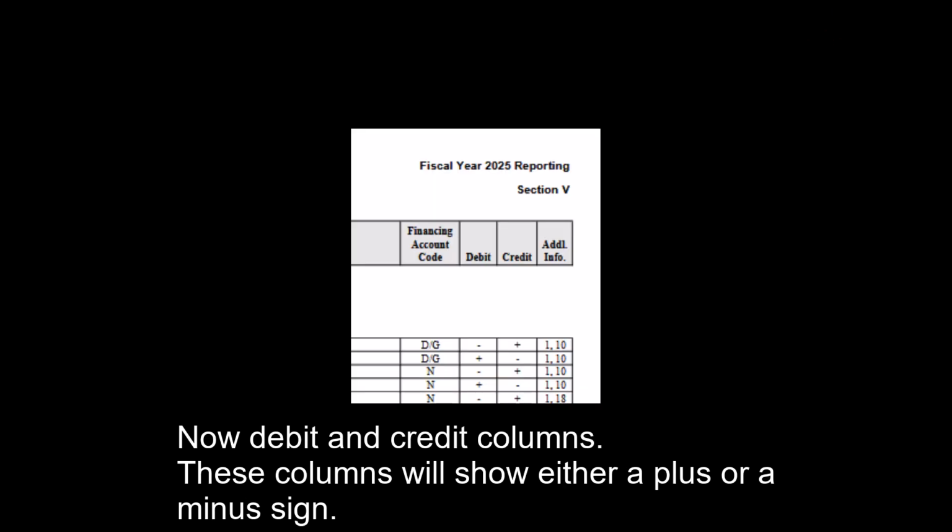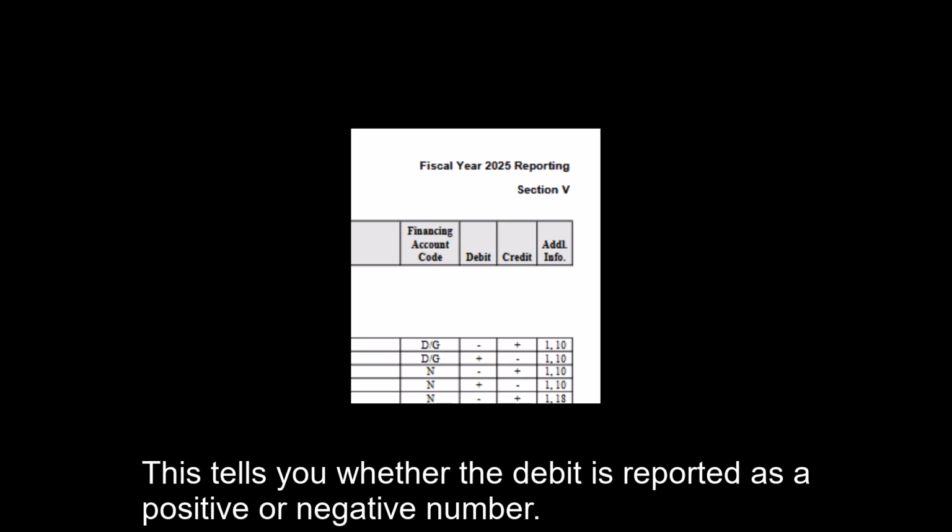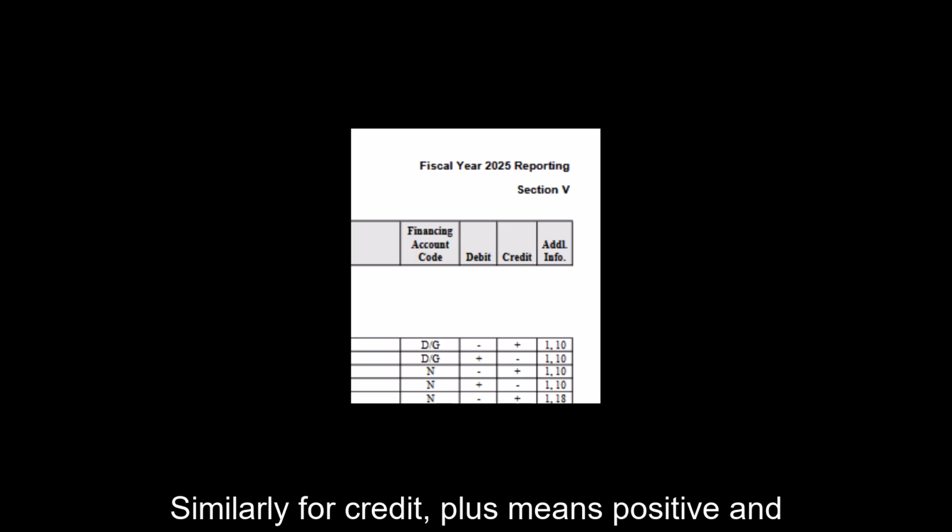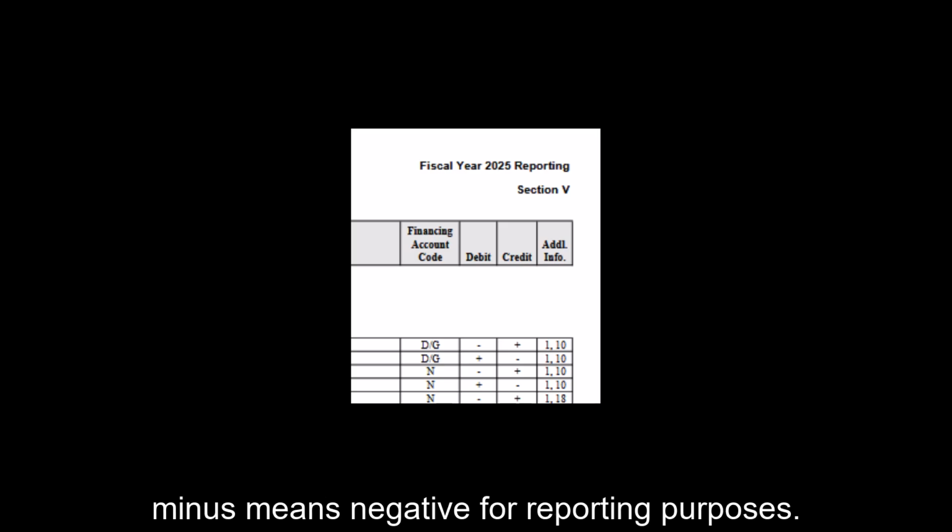Now, debit and credit columns. These columns will show either a plus or a minus sign. This tells you whether the debit is reported as a positive or negative number. Similarly for credit, plus means positive and minus means negative for reporting purposes.